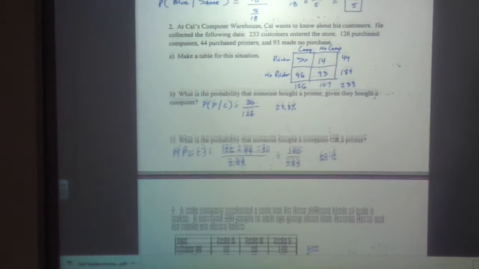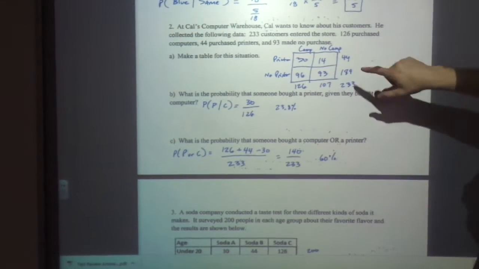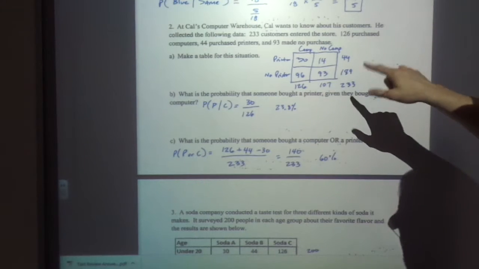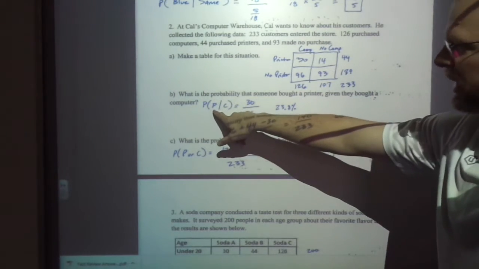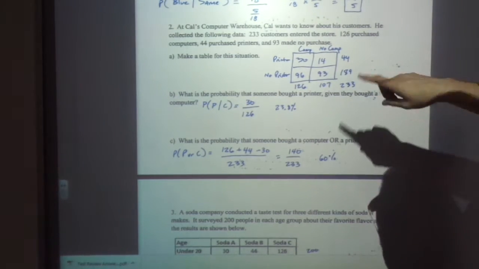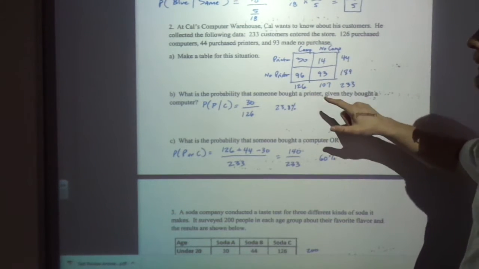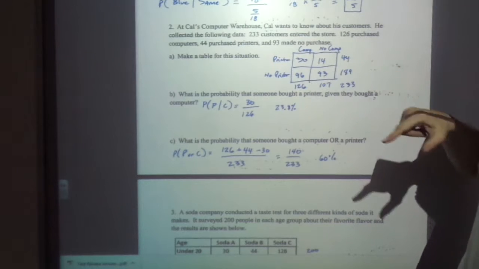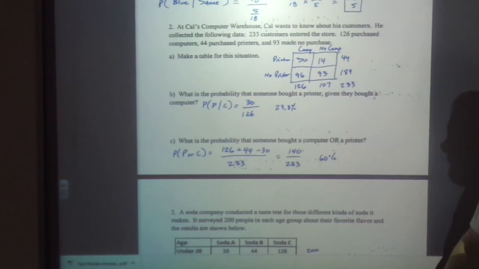Problem 2. We put in the information and then subtract, so this is what the table should start to look like. It asks what's the probability somebody bought a printer given they bought a computer. Printer given a computer. So we're not talking out of the whole 233, we're only looking out of the people that bought a computer. Out of these 126, 30 of them bought a printer.